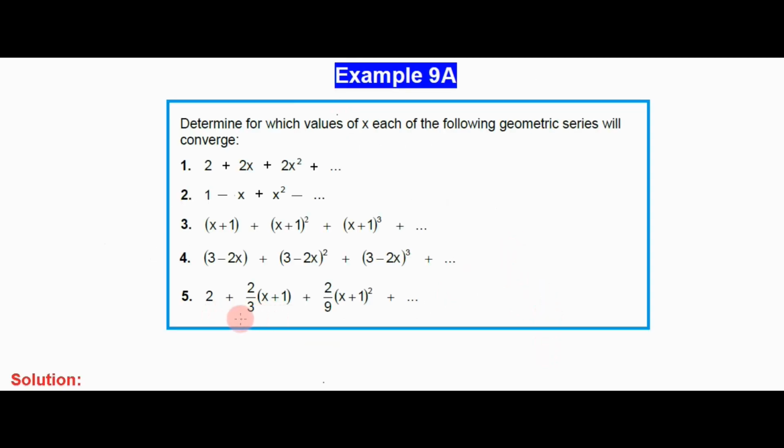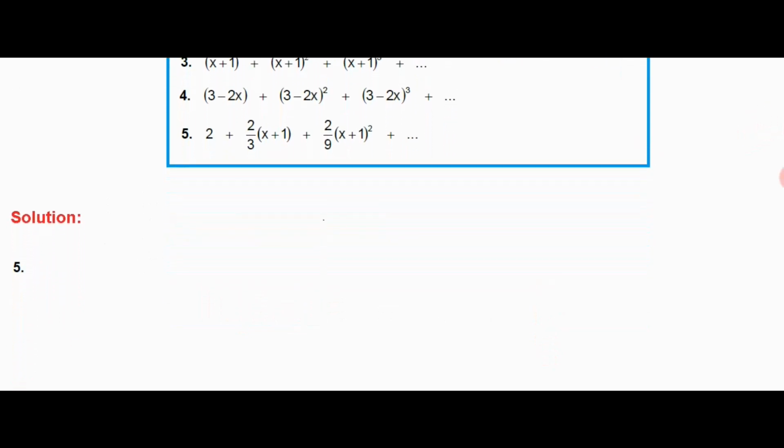Let's look at the last infinite series here. We want to find the value of x for which this series converges. And we can start by finding r again, the common ratio, by taking term 2 divided by term 1.